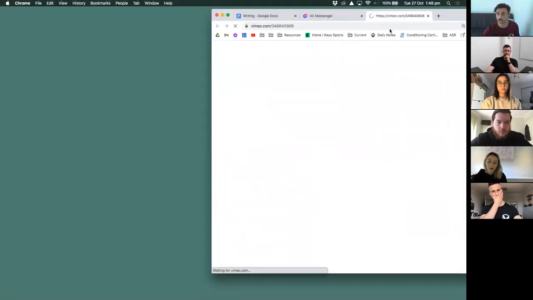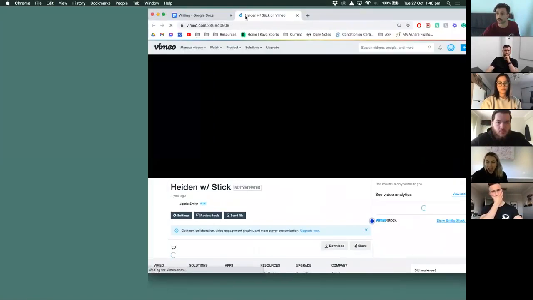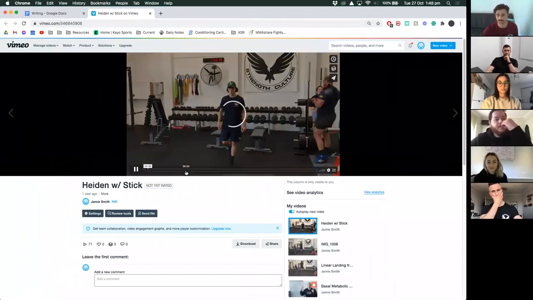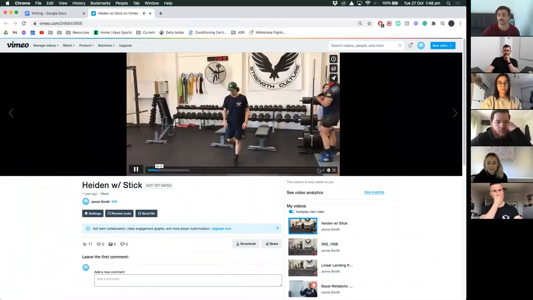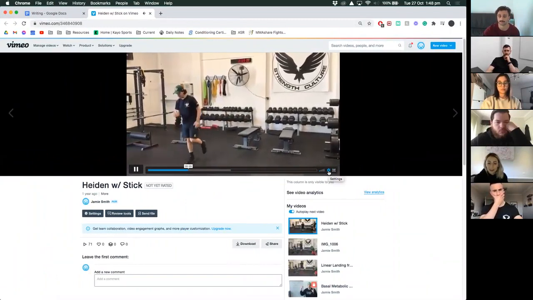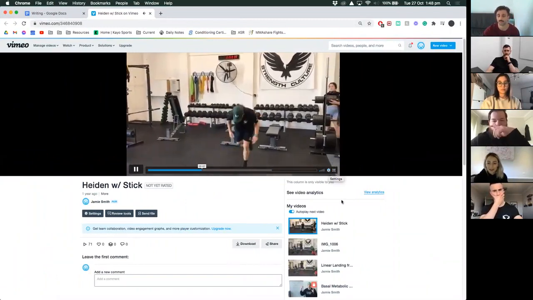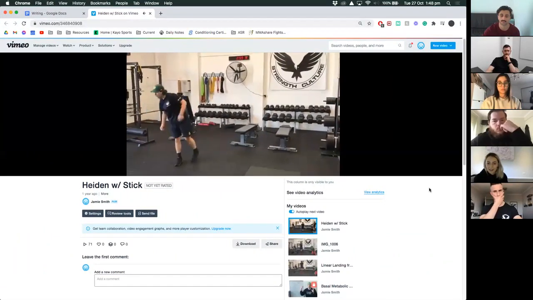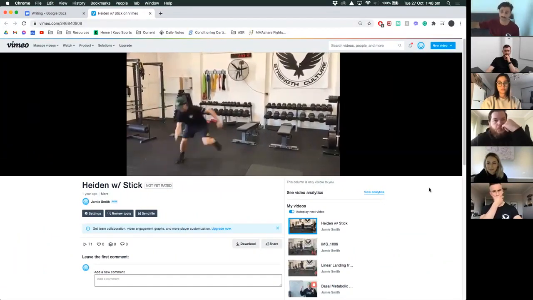I'll quickly show you this exercise. So this is one of them. My internet decides to load. So jumps, sticks the landing. So I wouldn't say this is true plyometric. It's a power movement. Plyometric would mean that he'll jump and then jump again quickly.